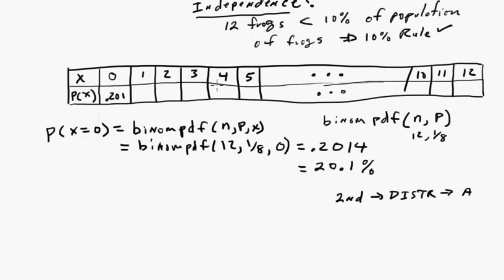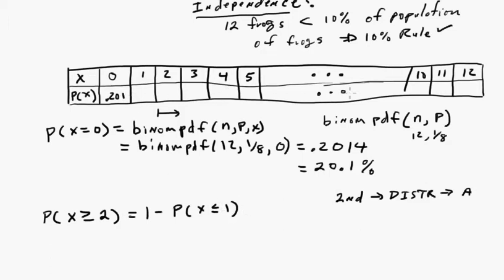Okay, now the next one is, what's the probability that at least 2 frogs, at the least 2 frogs, so that would be from here up, right? So the probability of x greater than or equal to 2, the calculator will not give you greater than, it just gives you less than or equal to the number. So it's going to have to be 1 minus the probability of x less than or equal to 1.